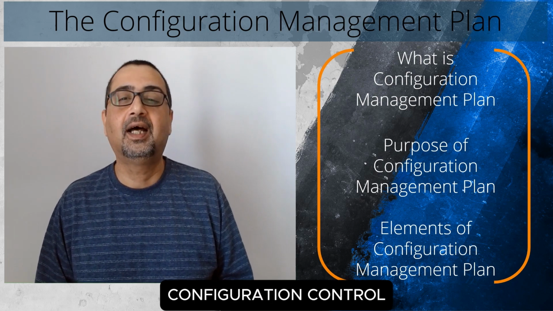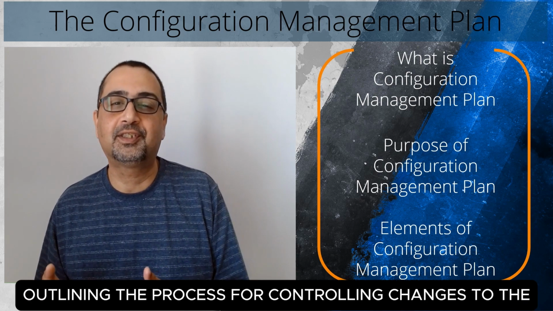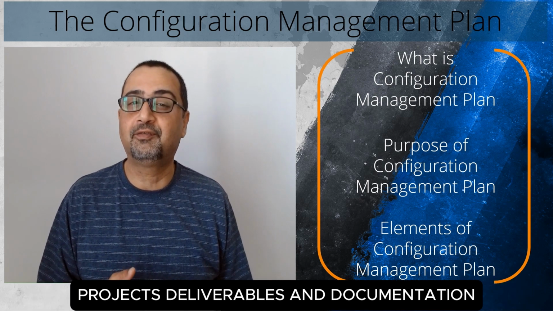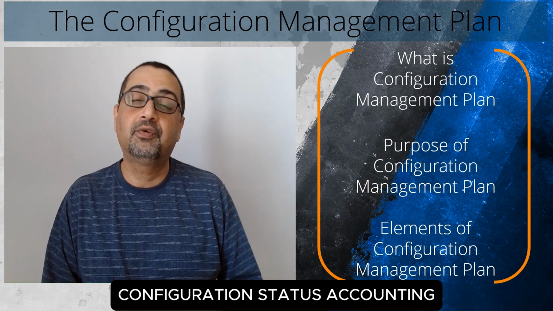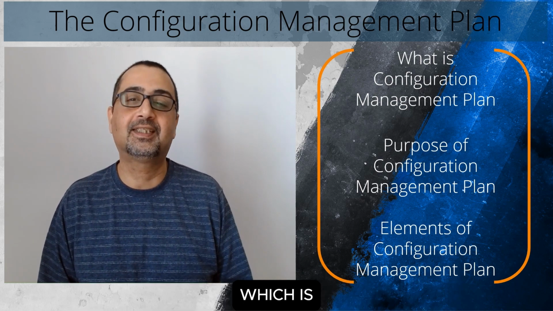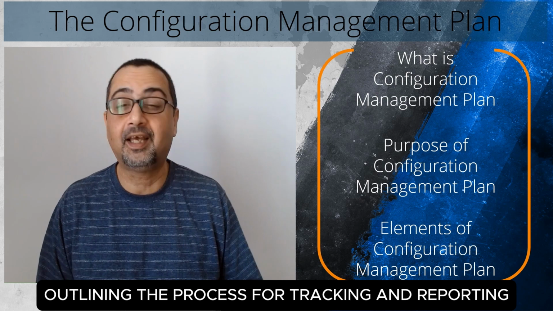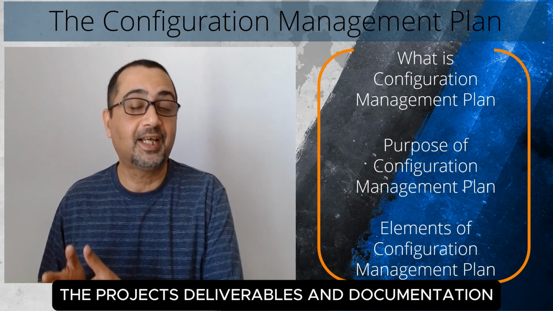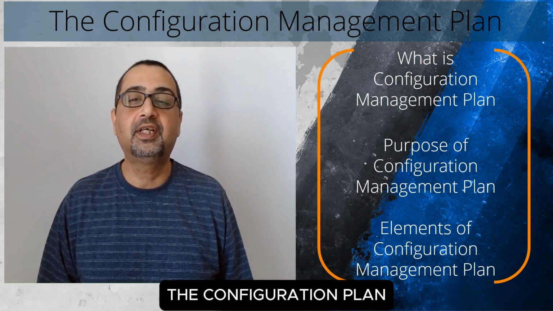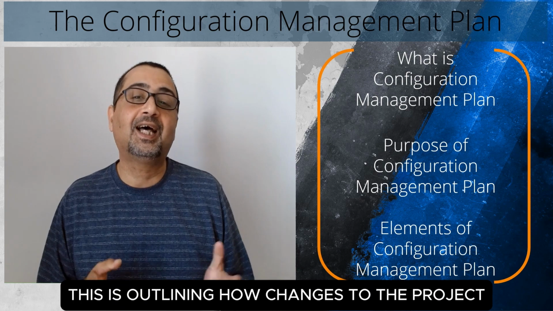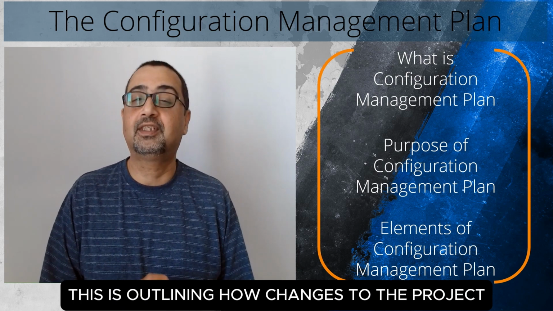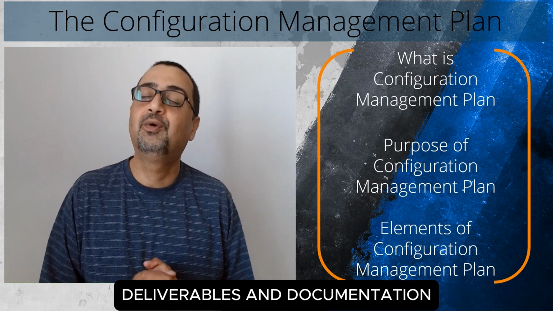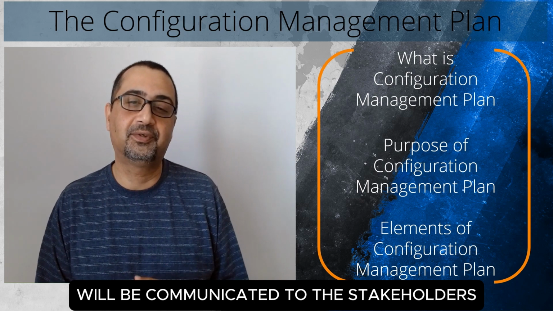Configuration control is outlining the process for controlling changes to the project's deliverables and documentation. Configuration status accounting, which is outlining the process for tracking and reporting the project's deliverables and documentation. The configuration plan, this is outlining how changes to the project's deliverables and documentation will be communicated to the stakeholders.